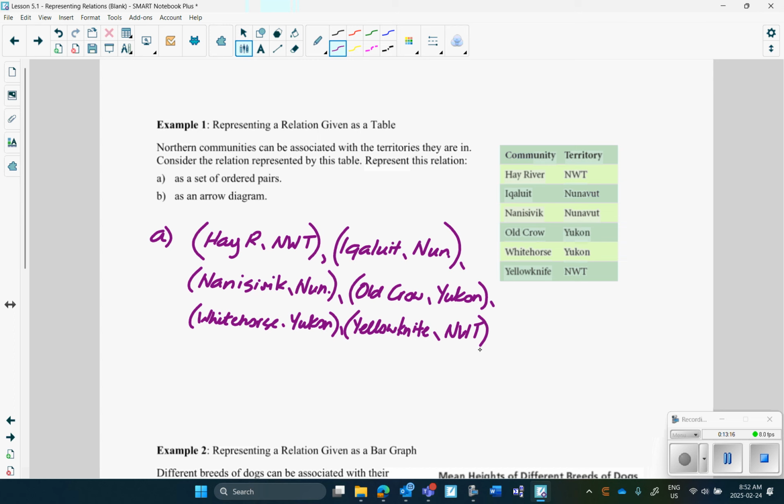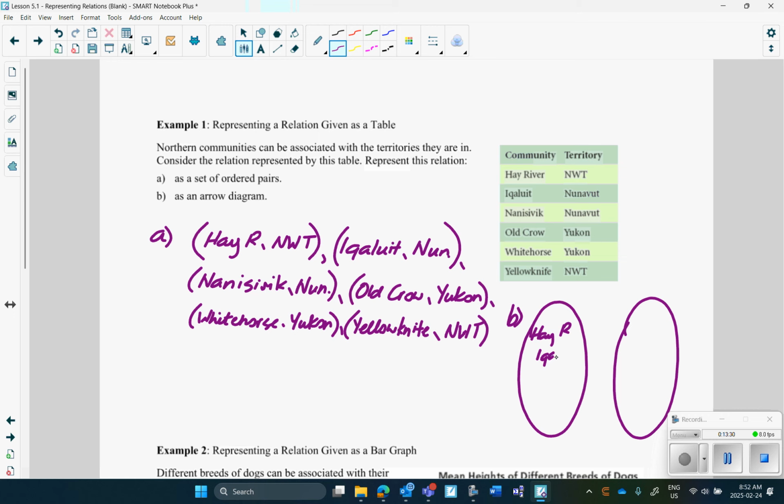I would show that using an arrow diagram. I'll do it over here because I've got room on that side. So I would have Hay River, Iqaluit, Nanisivik, Old Crow, Whitehorse, and Yellowknife. I would have all there.